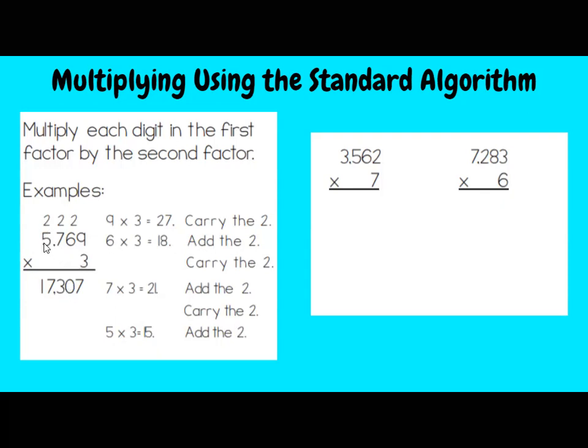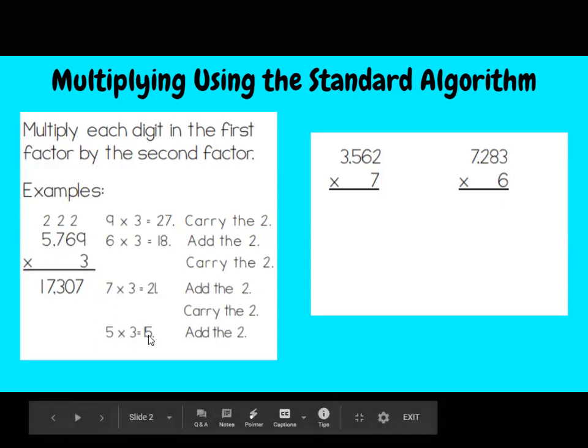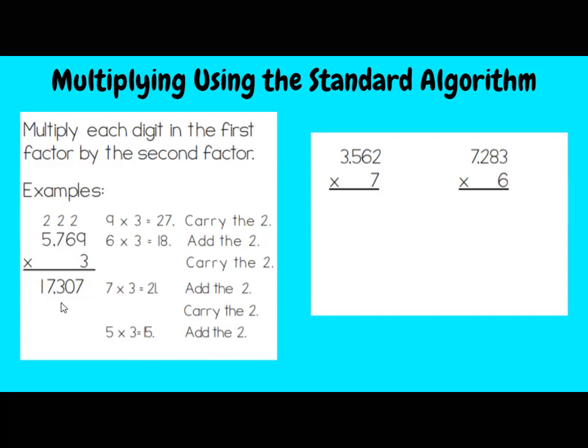Then we have to multiply by our thousands. 5 times 3 is 15, plus the 2 that we carried gives us 17. So our product would be 17,307.